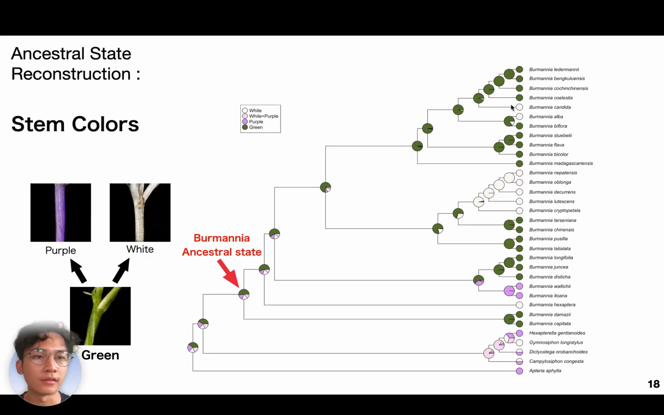And here is purple in the white one. Here is the ancestor of the cryptopetalar clade in the Nepenthes, and the other white evolved independently. So it's from green to purple and from green to white, not from purple to white, or the other way.